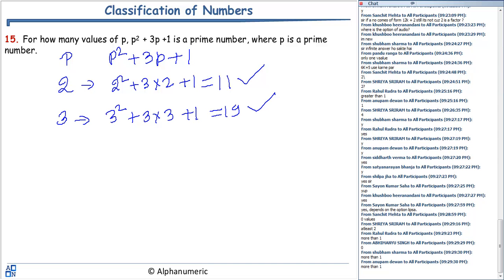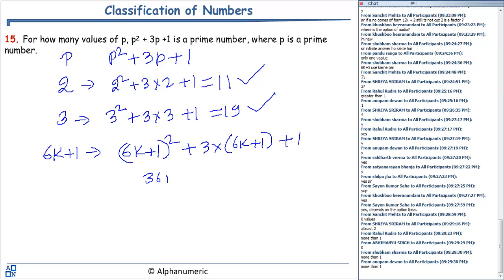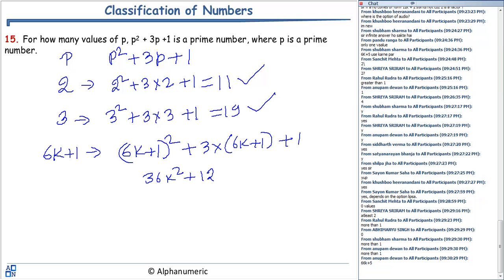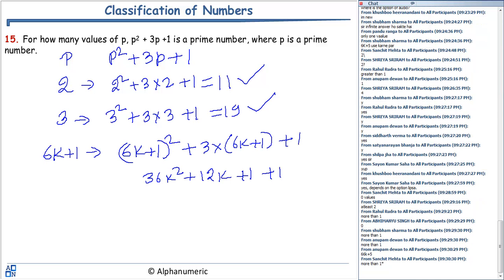Now after 2 and 3, all the prime numbers are in the form of 6k plus minus 1. So let's take the form 6k plus 1. So from here I'll get (6k plus 1) whole square, plus 3 into (6k plus 1), plus 1. That is 36k square plus 12k plus 1, plus 18k plus 3, plus 1. So this comes out to be 36k square plus 18k plus 12k, which is 30k. So 36k square plus 30k plus 5.